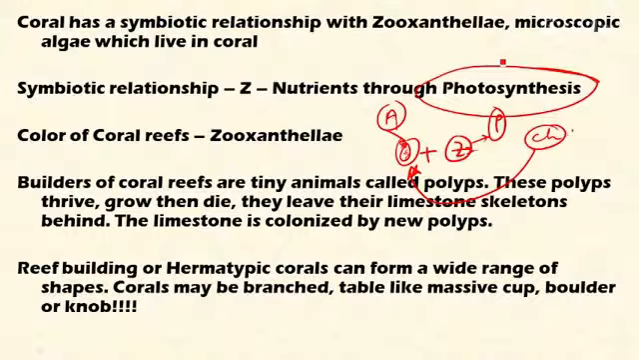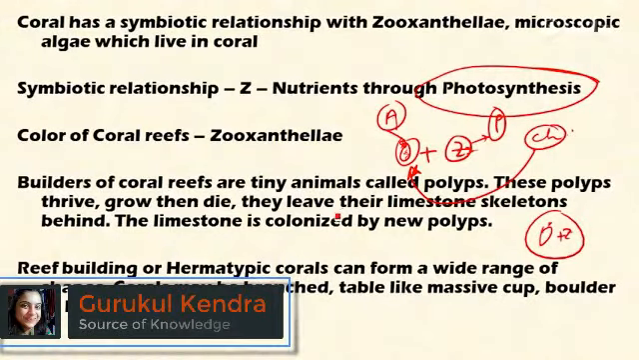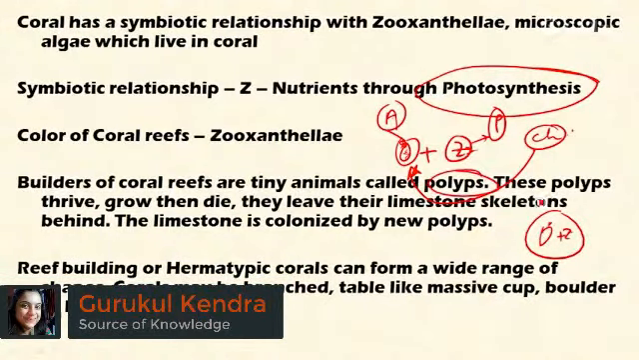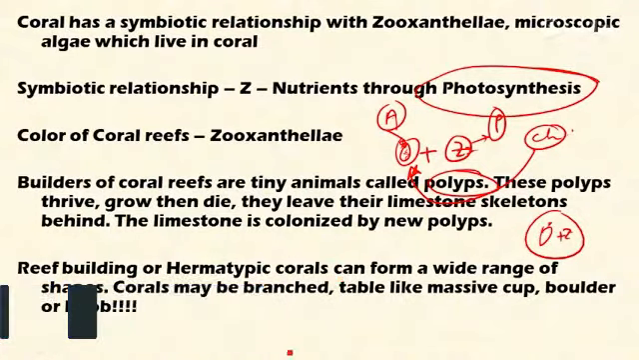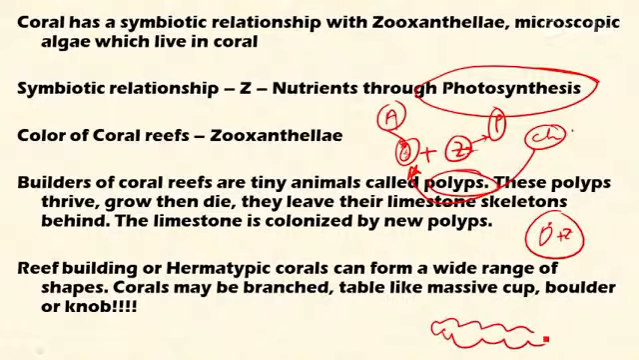And how are these coral reefs built? We have the coral polyps and zooxanthellae, so how do they together build the coral reefs? The builders of coral reefs are the tiny animals called polyps, which thrive, grow, and die. After death, they leave their limestone exoskeletons behind. So one generation of coral polyps produces the calcium carbonate exoskeleton, and they die on that platform itself.